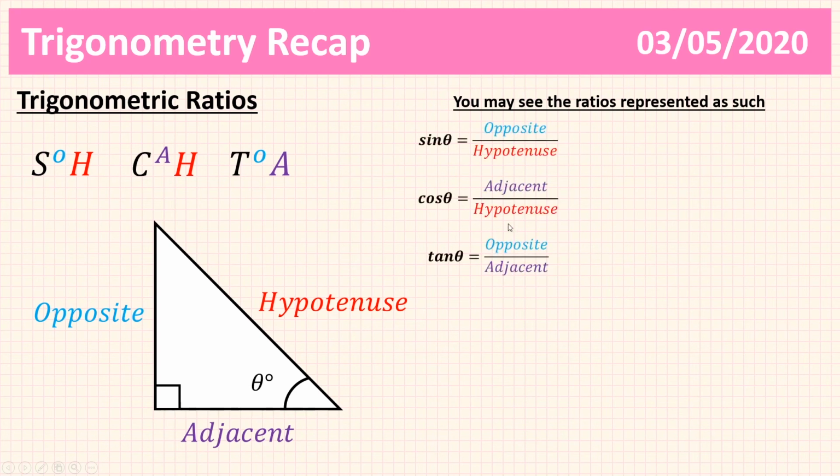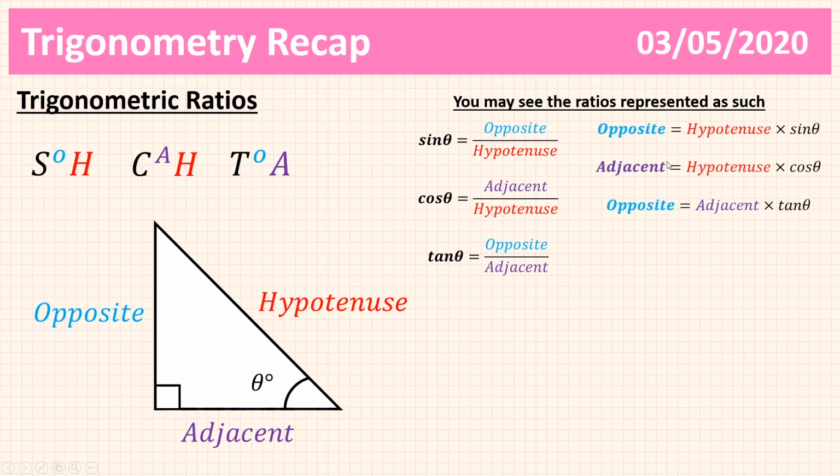So you may see them like this, where it says sine of an angle is equal to the opposite divided by the hypotenuse. We looked at that earlier. Cos of an angle is the adjacent divided by the hypotenuse, and tan of an angle is the opposite divided by the adjacent.